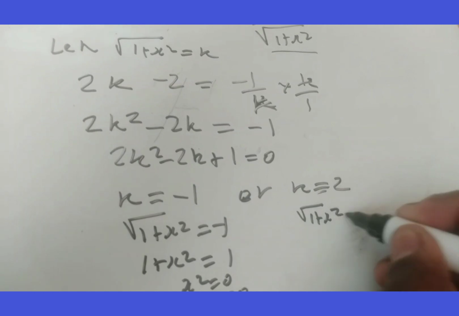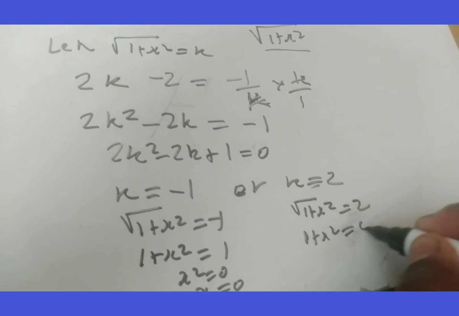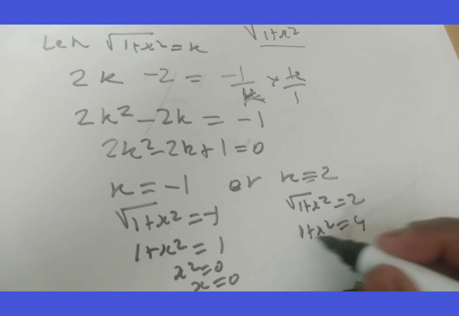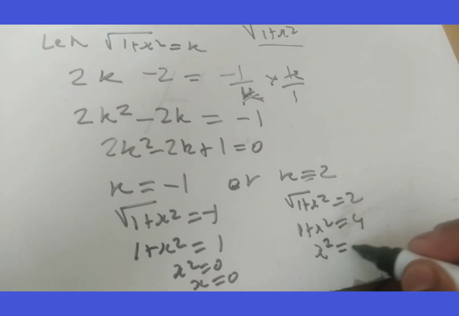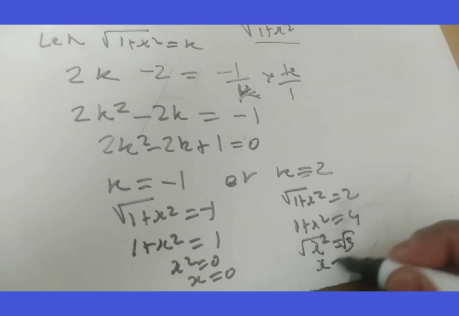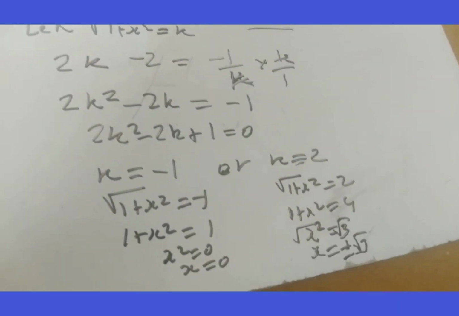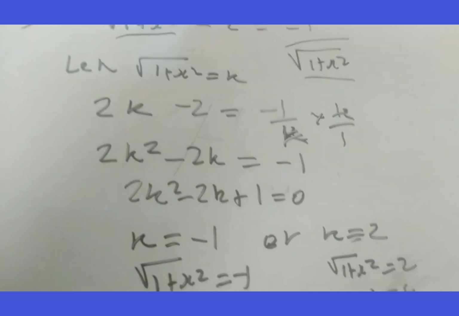So this becomes, when you square both sides, you'll have 1 plus x squared equals to 4. And of course, you take this to the other side, it means x squared is equals to 3. Then when you square root both sides, it means x is equals to plus or minus square root 3. So that would be it. Just an example, right? But of course, it was not solvable.